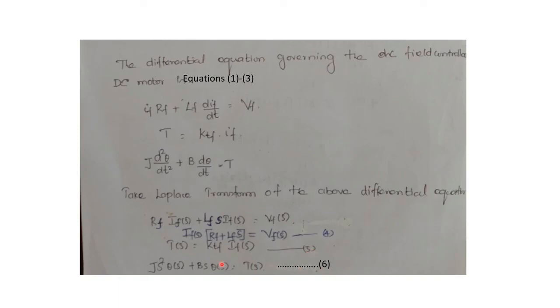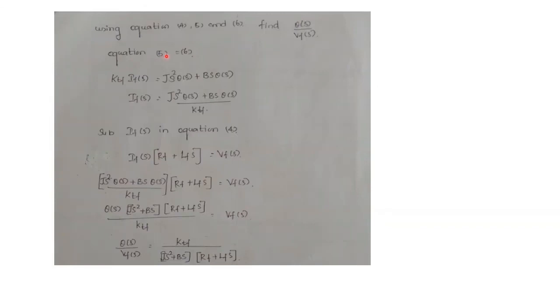Is it right? So KTF into IF of S will be equal to JS square theta of S plus BS into theta of S. The same concept we applied in the armature control DC motor also. Now see here, equation 5 is equal to equation 6. Now we can write it like this, and the other side of the equation will be the same. From that we can find the value of IF of S. In the previous armature control DC motor, we found the value of IA of S, that is armature current. Here it's a field control DC motor, isn't it? So we have to find the value of IF of S.